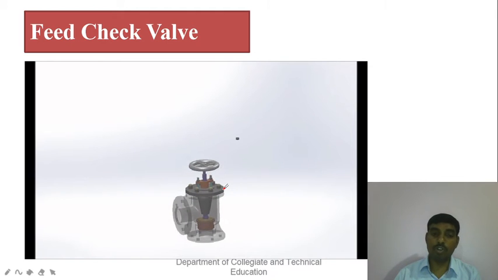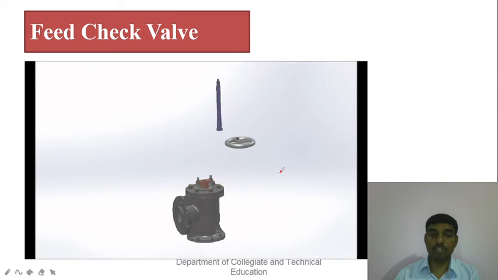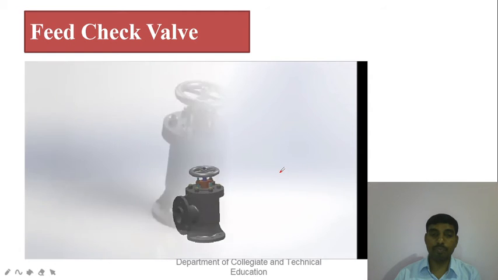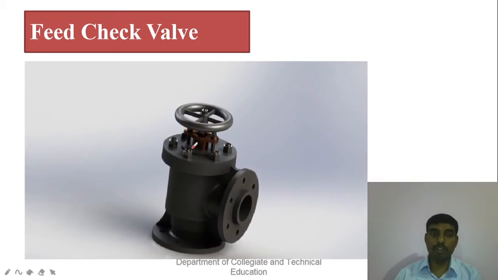Let's see the different parts, how the exploded view appears. The spindle. This is the valve seat. These are the valve seat, and this is the gland. This is the actual view of the feed check valve.